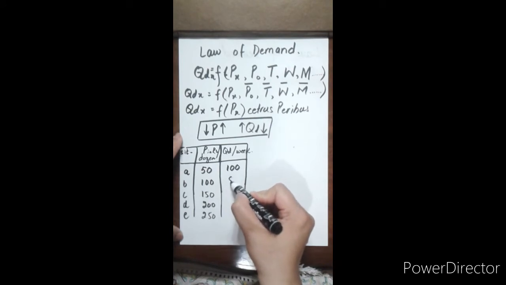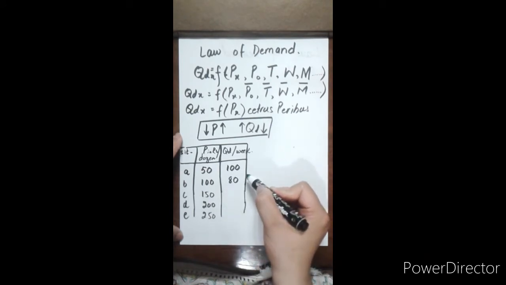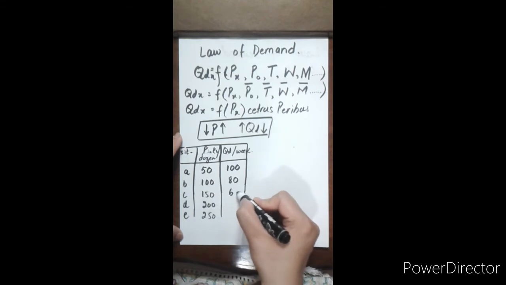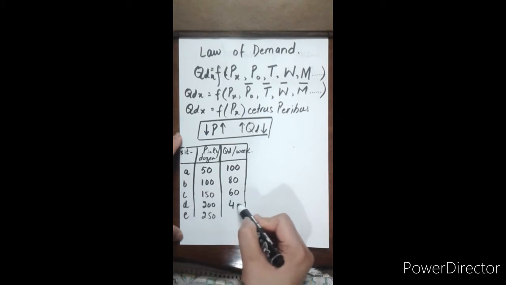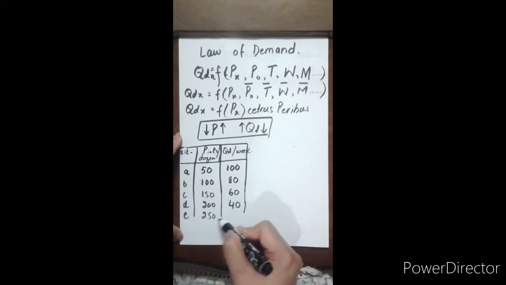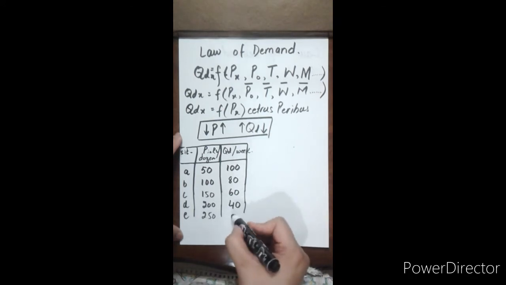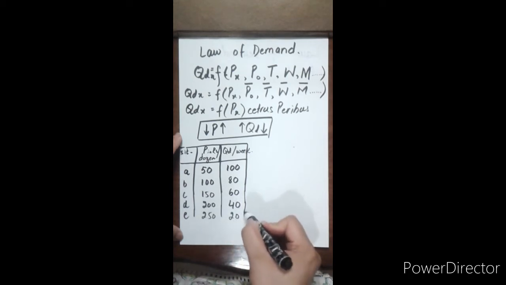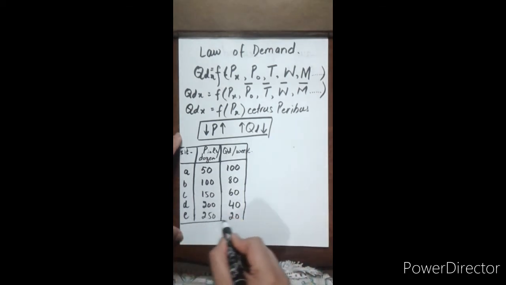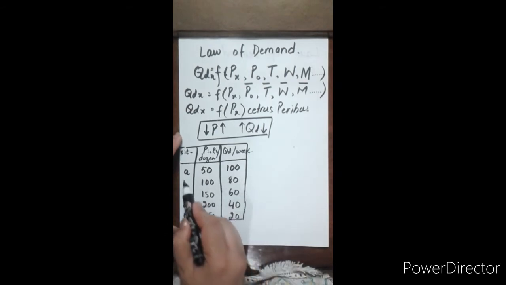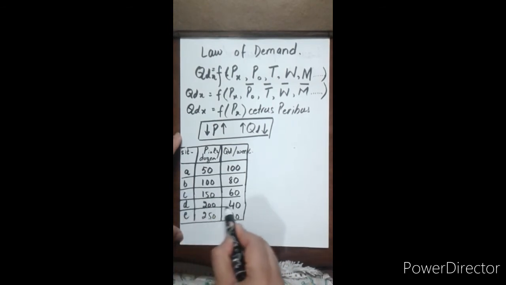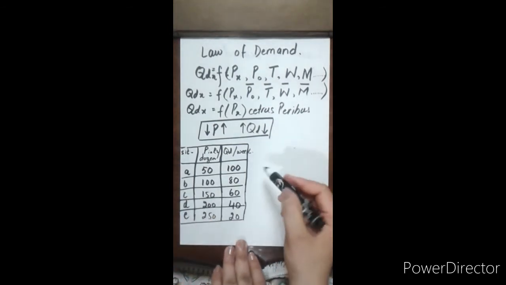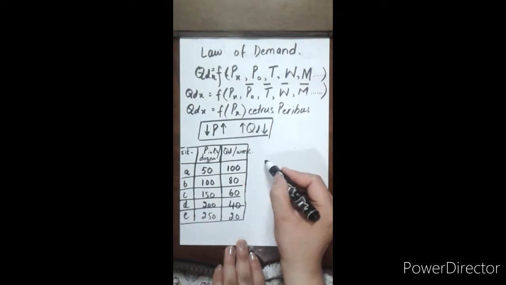At rupees 100 the demand dropped to 80 dozens, and at rupees 150 it became 60 dozens. A further increase in price caused a further reduction in demand: at rupees 200 it was 40, and when the price was rupees 250, the demand dropped to 20 dozens. So these are different situations that I have assumed, and I have called them scenarios A, B, C, D and E. Now I can show this in a graph.